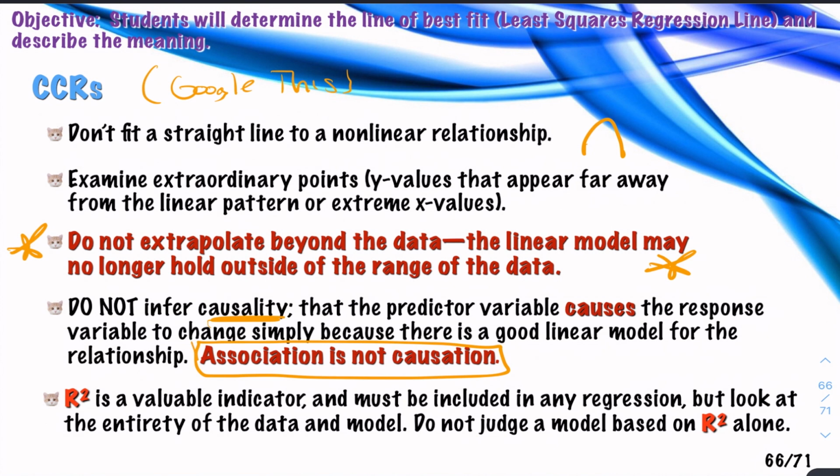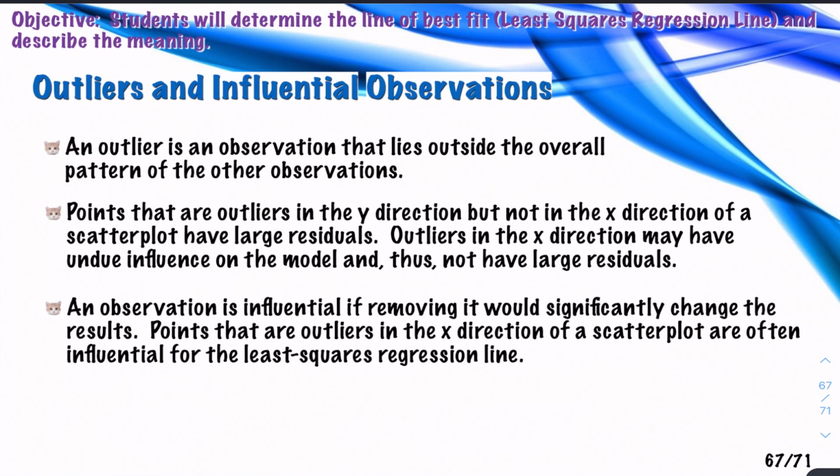But look at the entirety of the data in the model. Do not judge a model solely based on R squared alone. So maybe R squared is really high. Maybe it's really close to 100%, which means that the model accounts for all of the variation in the data. Or maybe it's close to 0. Be careful with what this means.